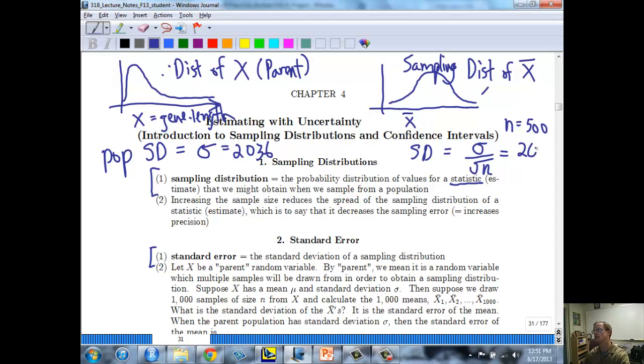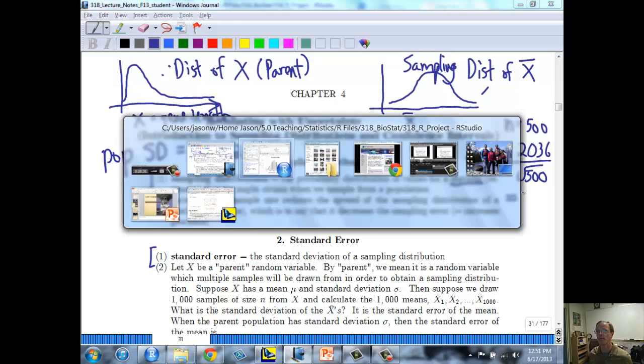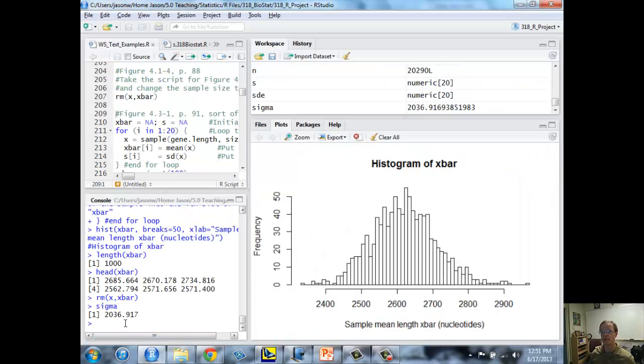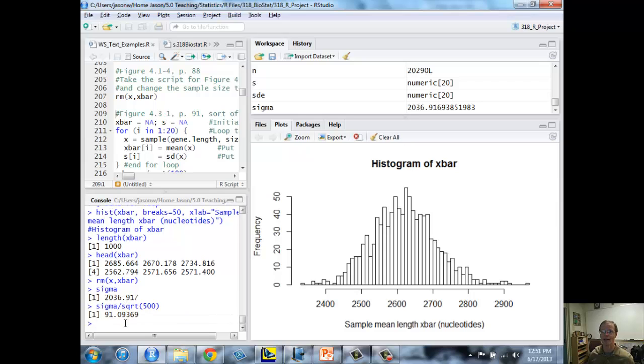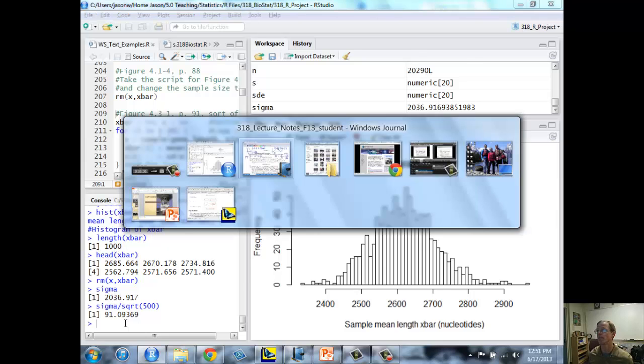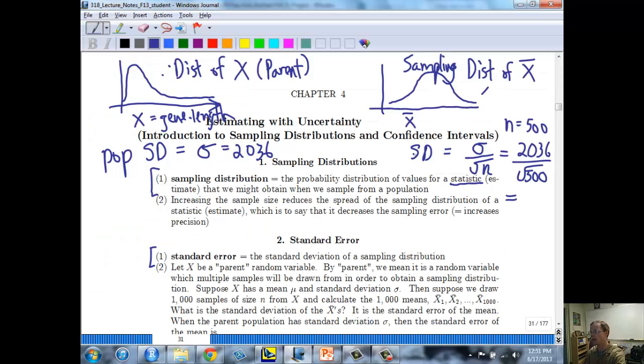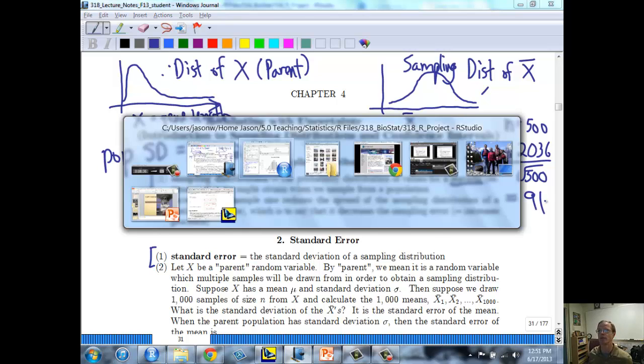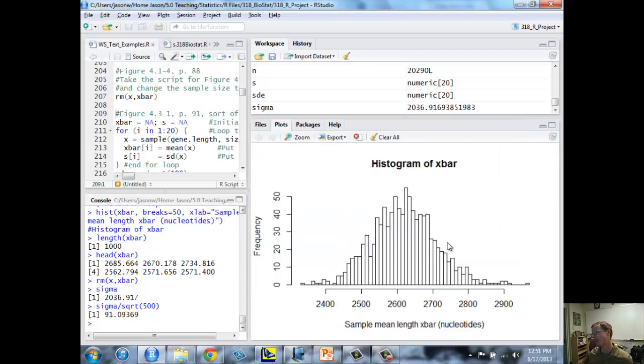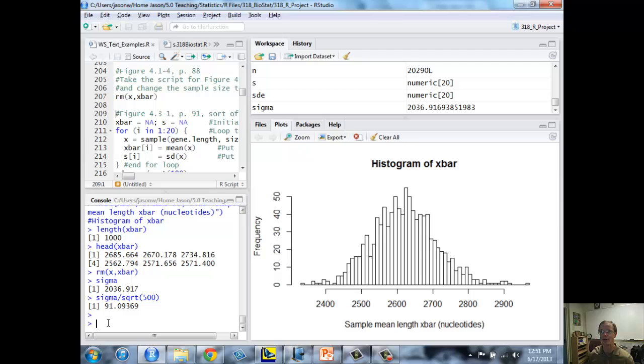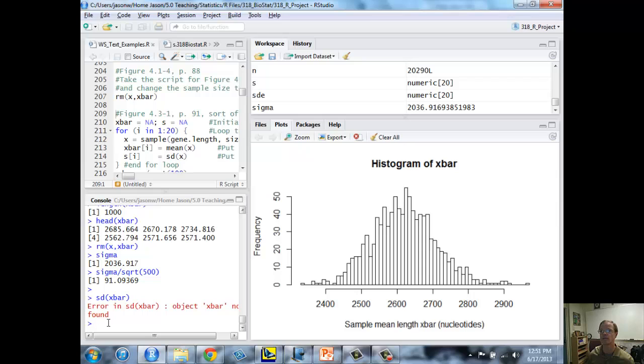Okay, so now what that would mean is sigma, we've got 2036 divided by square root of 500, and that's going to give me a number. So let's take a look here. If I do sigma divided by square root 500, then I've got about, let's just round it off to 91. Okay, and I'll write that number down, 91. But is that what really happened? Because after all, I have 1,000 samples of size 500. Let's check it out. SD of x bar. This is the list of those 1,000 values.